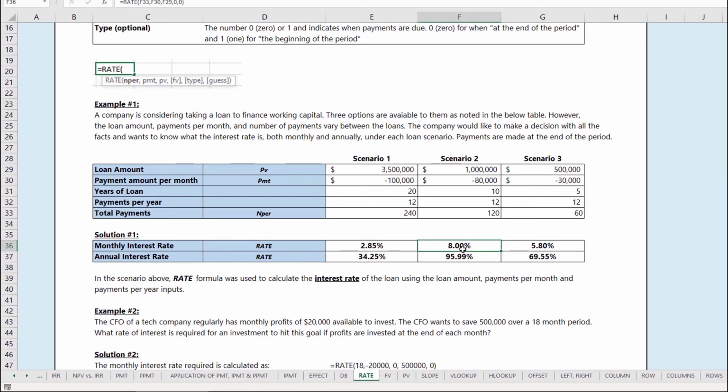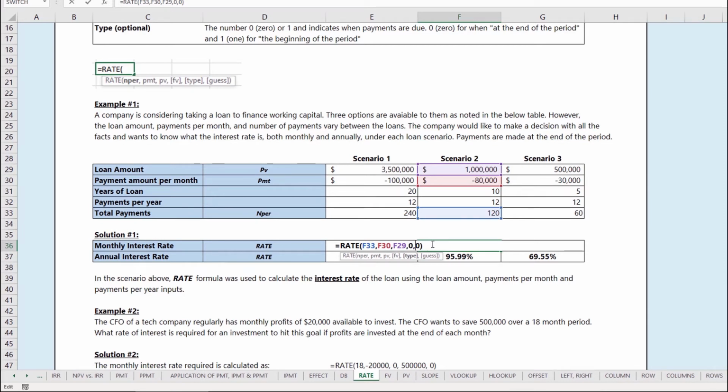And if we open up the rate formula, we can see how the formula is set up. It's the exact same structure. We put in NPER, which is in this case 120 payments. The payment amount is $80,000 per payment period, and the present value is $1 million for the loan, and the future value is 0, and the type is 0 because the payments are made at the end of the period. That results in 8% monthly interest.